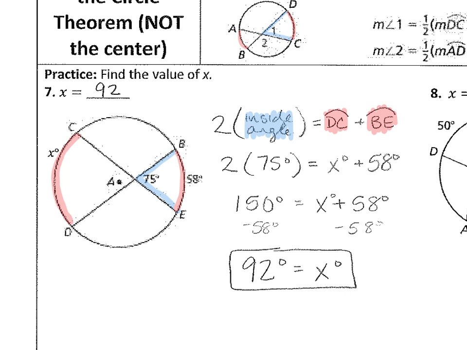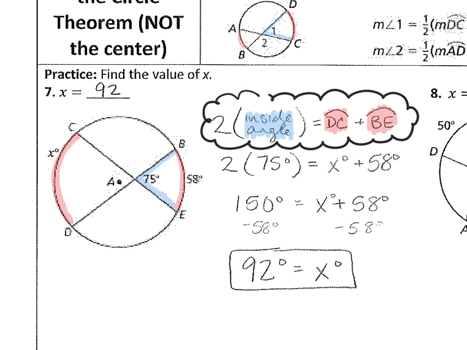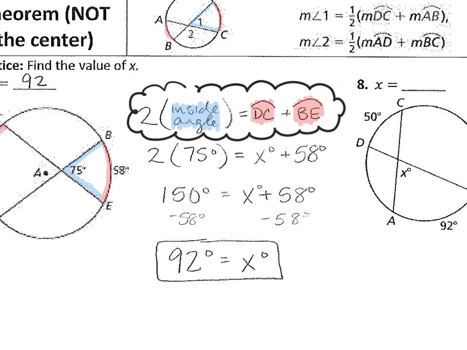I want to see on all of these problems today that you have written down the correct formula, because there are now going to be a bunch of formulas to choose from. So not only do we have double the inscribed angle equal to arc, we now have double the inside angle equal to arc plus arc. I need to see that written down so I know you're using the correct formula. Can we try one together?